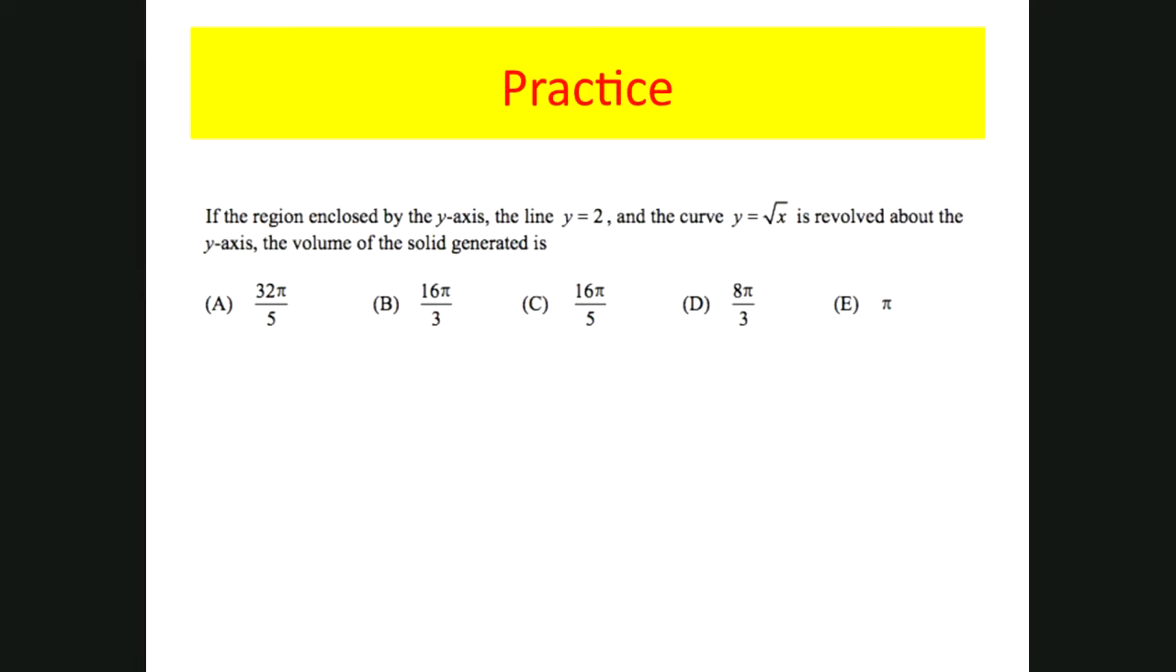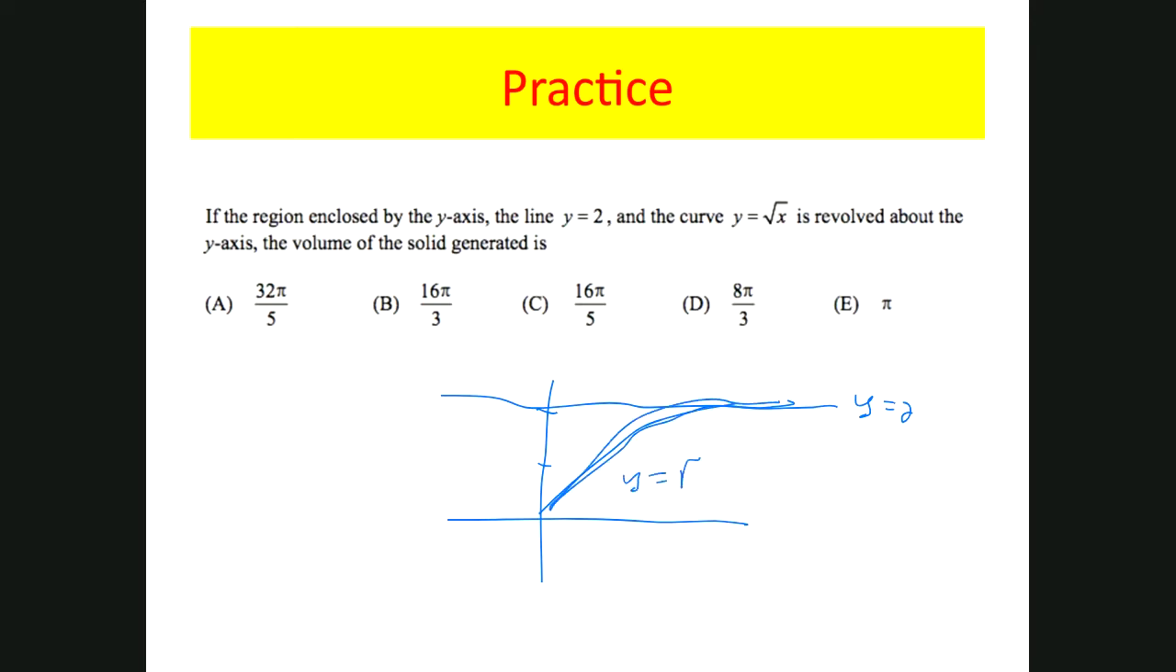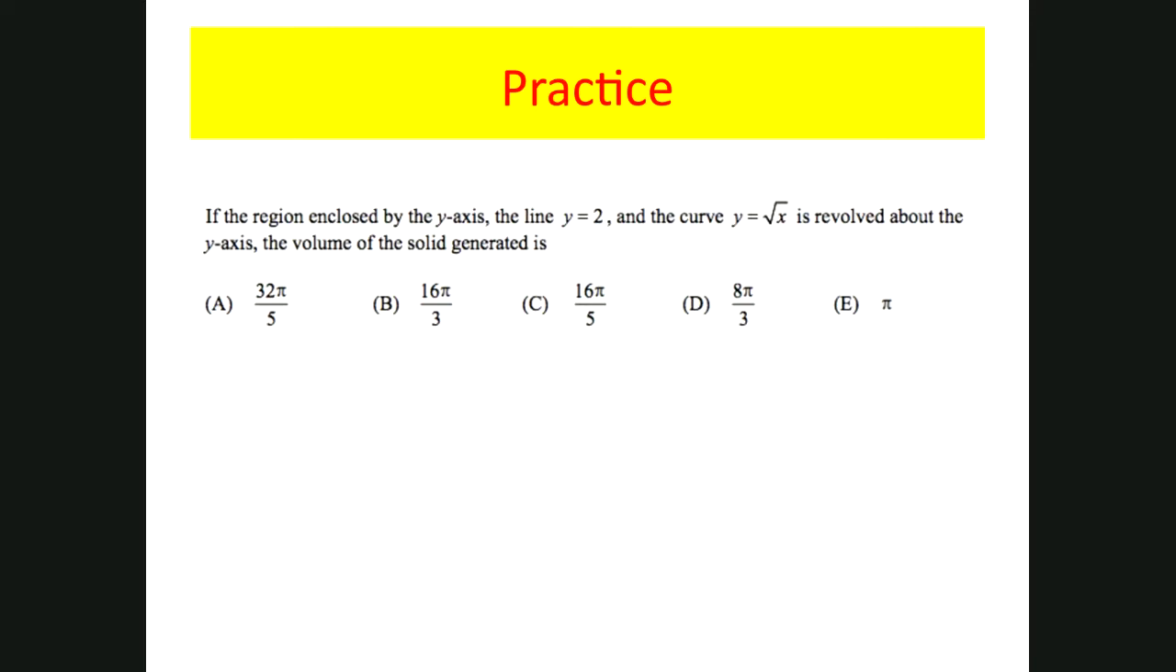If the region enclosed by the y-axis, the line y equals 2, and the curve y equals square root of x is revolved about the y-axis, the volume of the solid generated is... okay, so now we're revolving around the y-axis. Makes it a little bit more difficult, I will say that. Okay, so here, y is equal to 2, so that's just going to be a horizontal line. And y is equal to the square root of x. Oh, that's a pretty bad graph of that. I can't even look at that. It's too bad. All right, so I'm going to try this again.